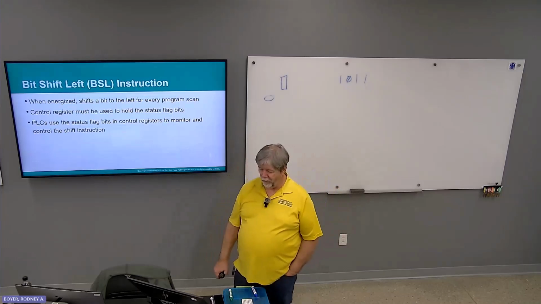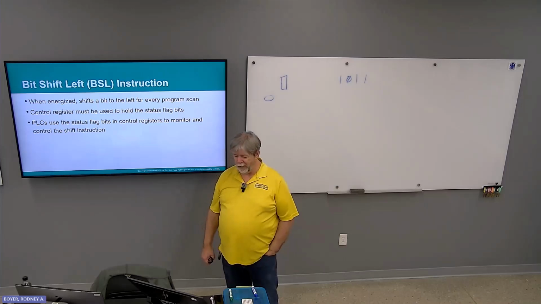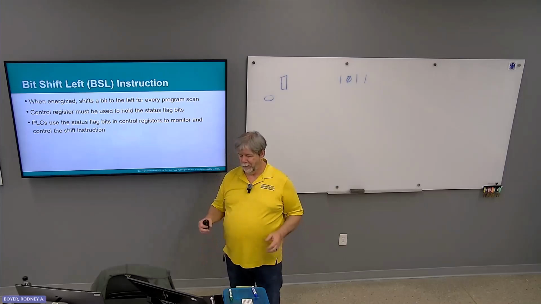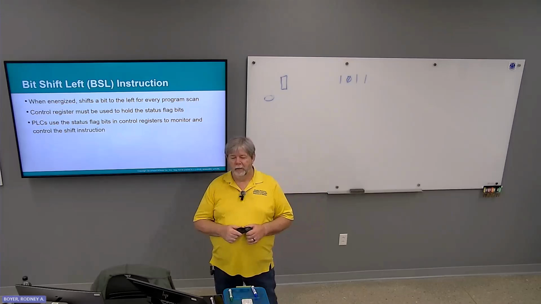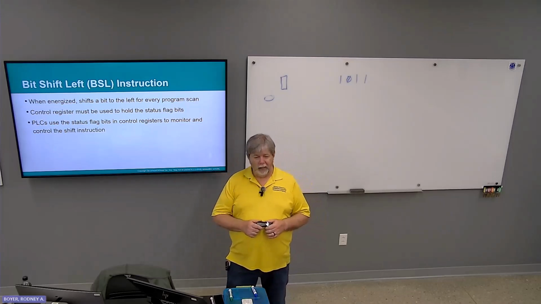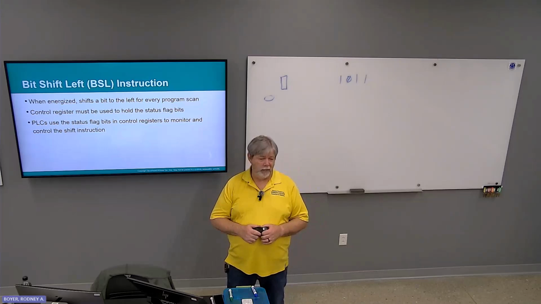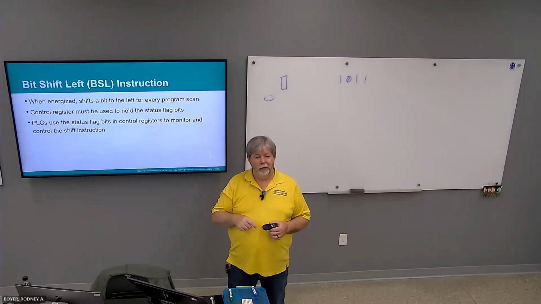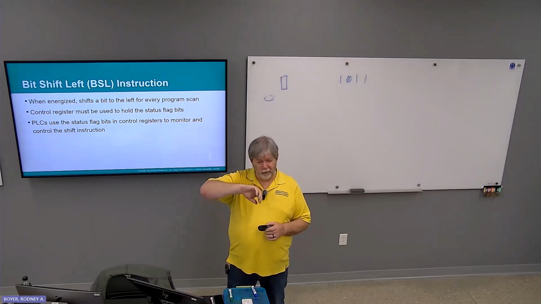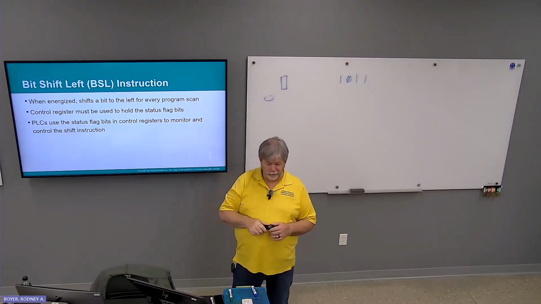Okay, so a bit shift left, when the shift is energized, shifts a bit to the left for every program scan. No, it doesn't. It's not every program scan because we're talking millisecond program scans. It has to see a transition from false to true to do a shift. So best case scenario, it'll do it every other scan. It'll have to see a 0 or a false, a true, false, true in order to trigger the shift twice.